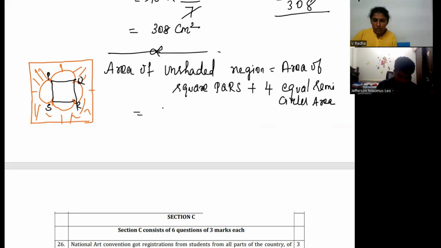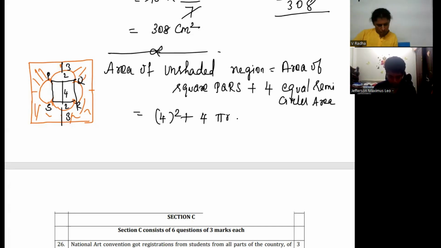So PQRS is 4, actually. This is 3 and this is 3. Therefore this is 4, and here 2 and this is 2. 4 squared plus 4 times a semicircle, 4 times pi r squared by 2. This is 16.